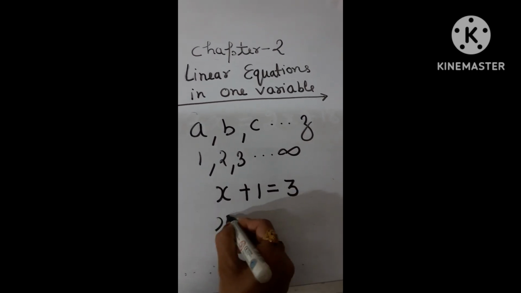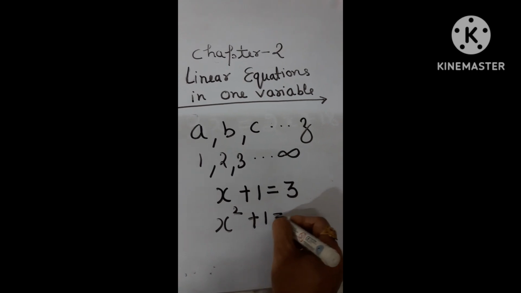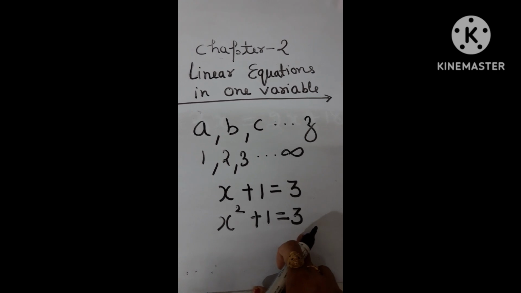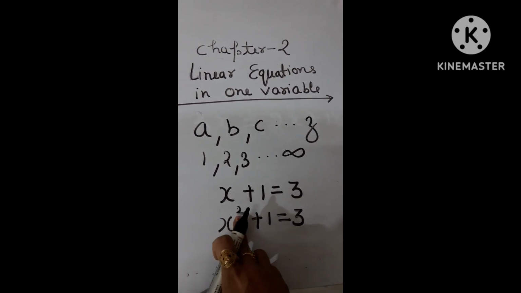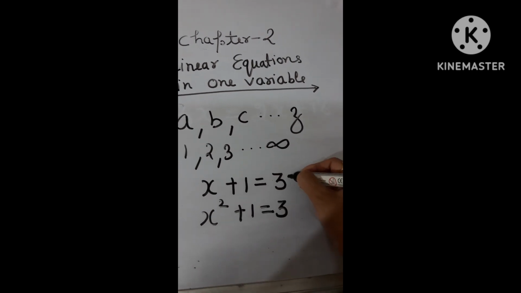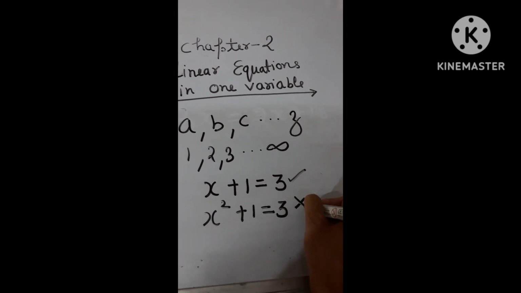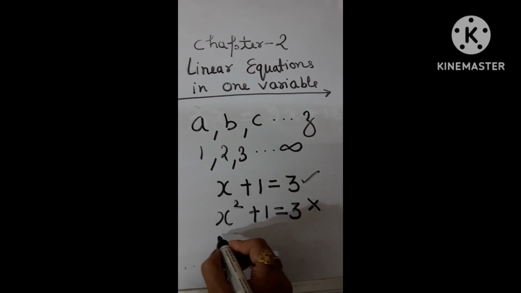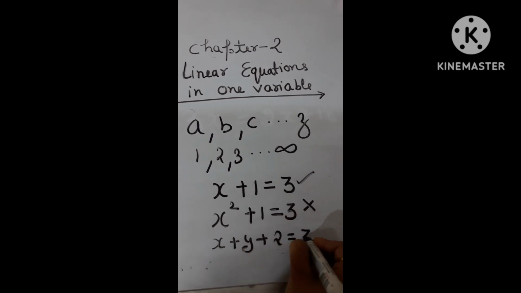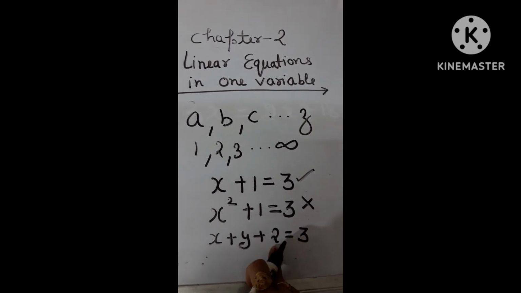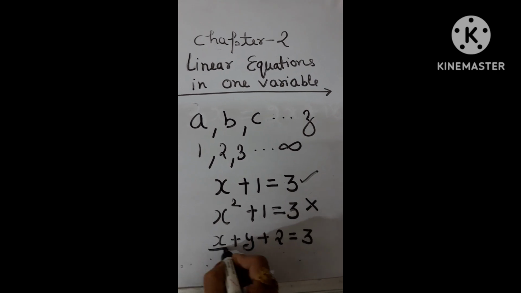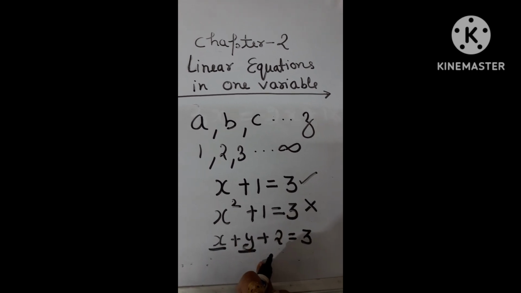If I write here x square plus 1 is equal to 3, it will not be a linear equation in one variable because here the highest power of the variable x is 2. So this is not a linear equation in one variable. And moreover, if I write here x plus y plus 2 is equal to 3, it is also not a linear equation in one variable because here two variables are involved, x and y.